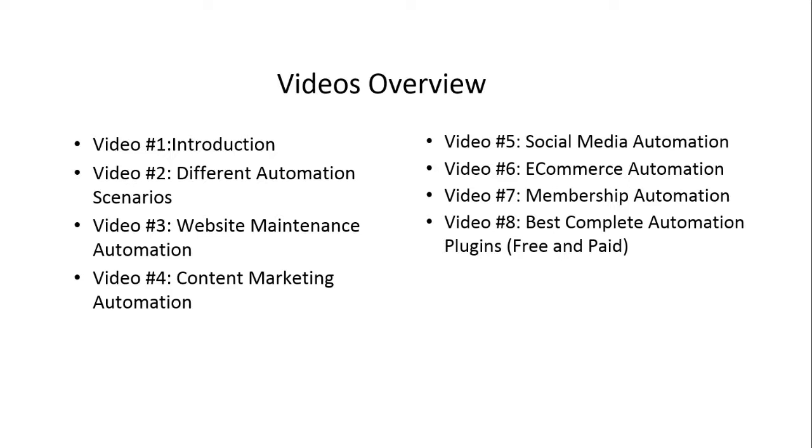Video number 6, we'll talk about e-commerce automation. In other words, if you run an e-commerce site, what are elements that you can automate within that site? What about if you run a membership site? Well, in video number 7, we'll talk about membership automation. Video number 8, which is the last video, will be about a complete automation plugin. So the difference is videos 1 through 7 cover individual plugins that focus on specific areas, whereas in video number 8, we're going to be focusing on the overarching plugins that can automate things to a whole new level.